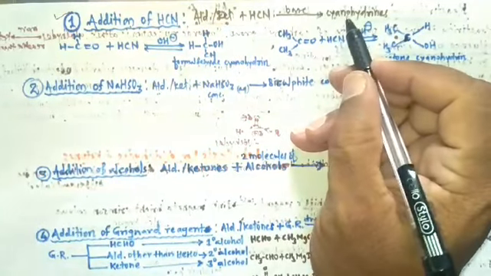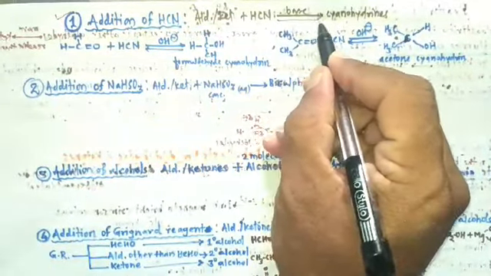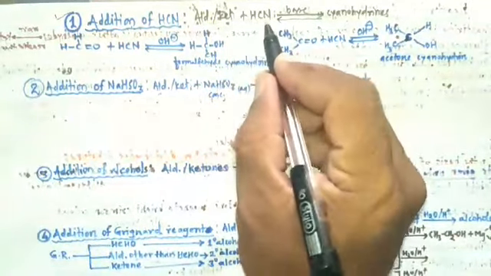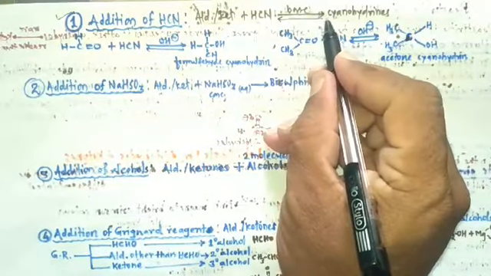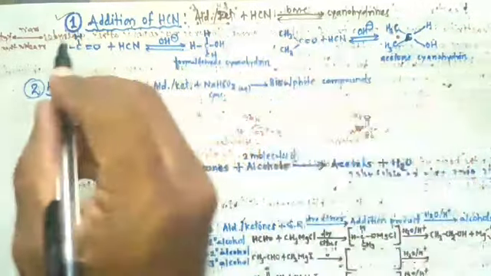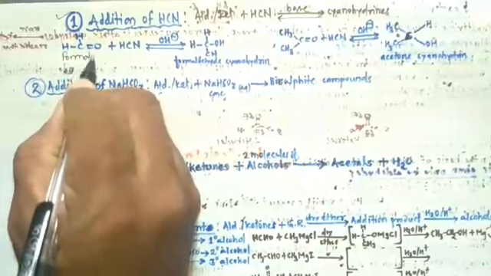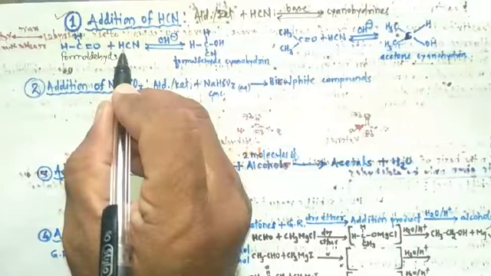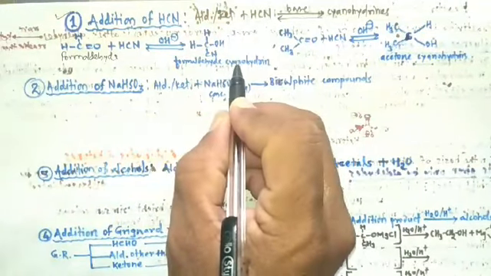This cyanohydrin formation is a reversible reaction. So aldehydes and ketones react with hydrogen cyanide, and when the reaction is carried out in presence of base, it forms the corresponding cyanohydrins. Let's study some examples. The first member of the aldehyde family is formaldehyde. Formaldehyde on reacting with hydrogen cyanide in presence of base produces formaldehyde cyanohydrin.